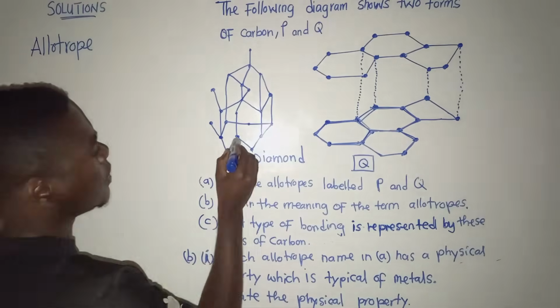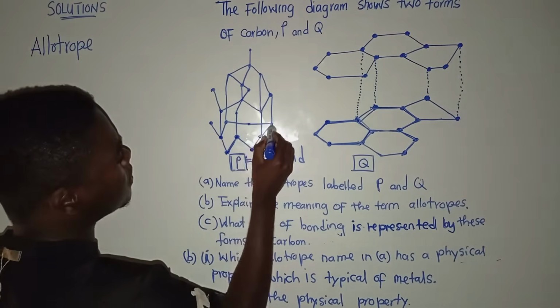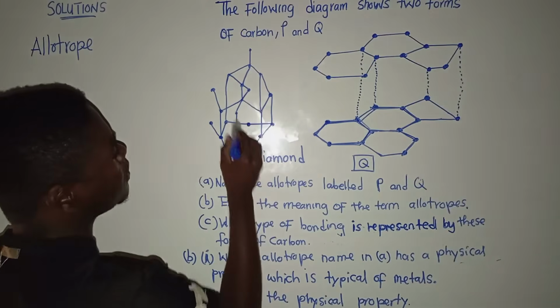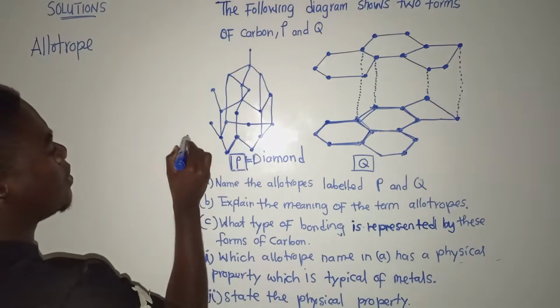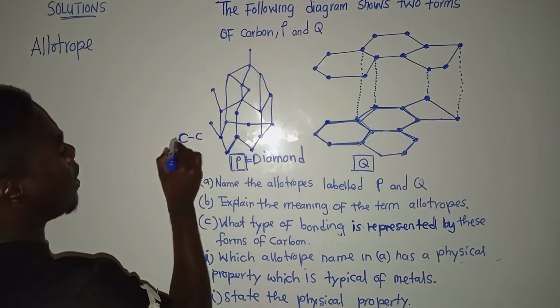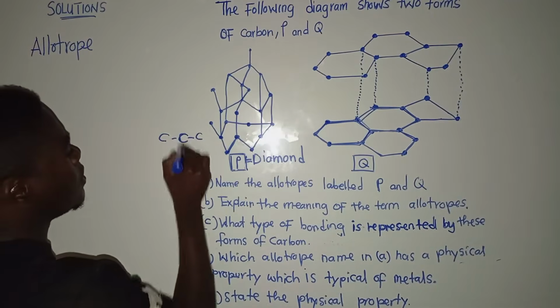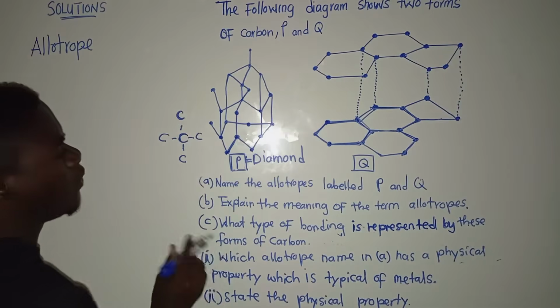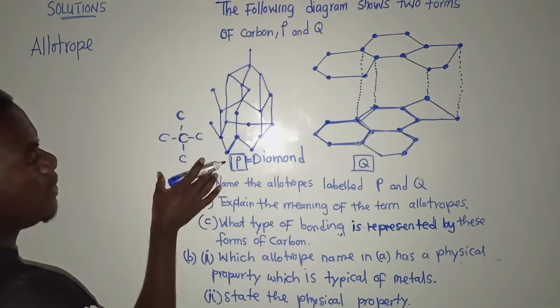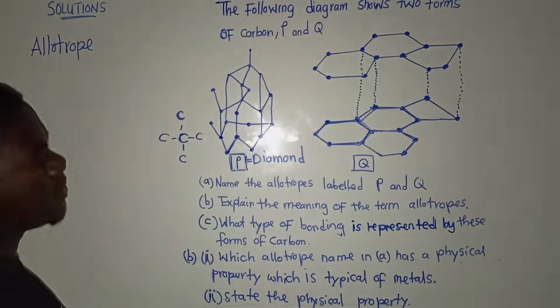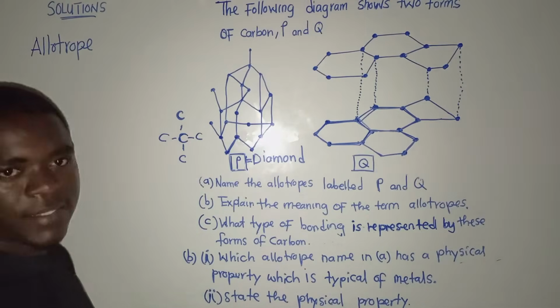Anything that looks like this shape, any shape you are going to see in this form, is bonded to four other carbon atoms. So this is a diamond. This is how you are supposed to understand it.